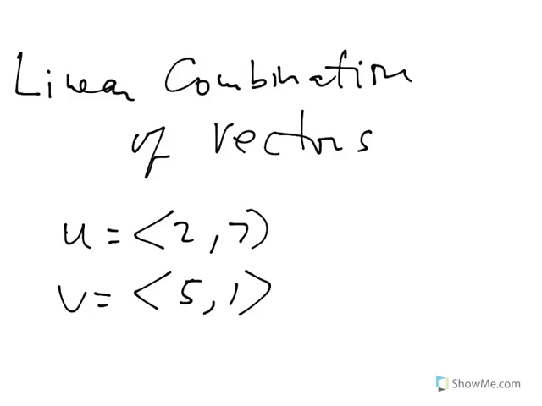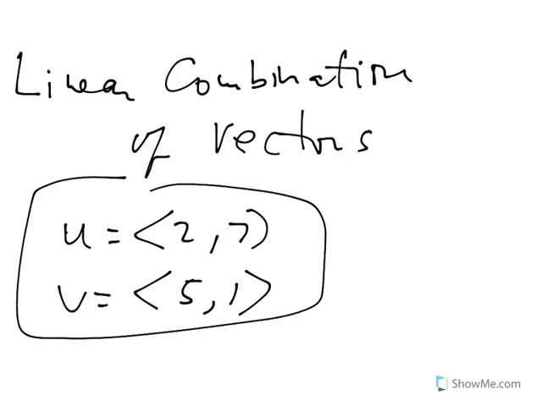A linear combination of vectors is when you have two vectors, like I have here, and you multiply one of the vectors by something, let's say 2u, and you add it to like 3v. Anytime you do something like that, you're creating what's called a linear combination. In this case, I can actually work out what that equals.